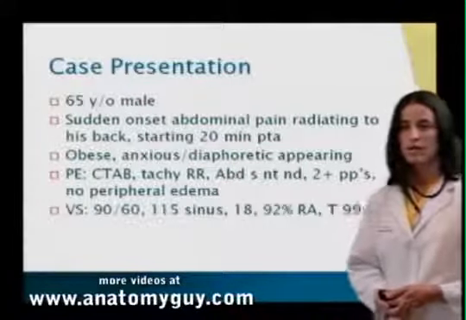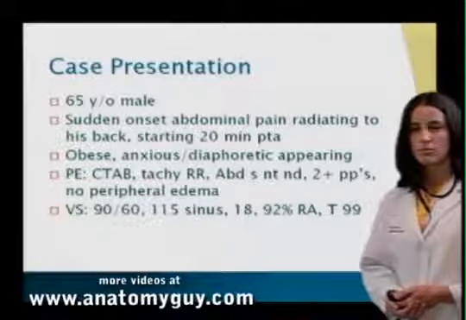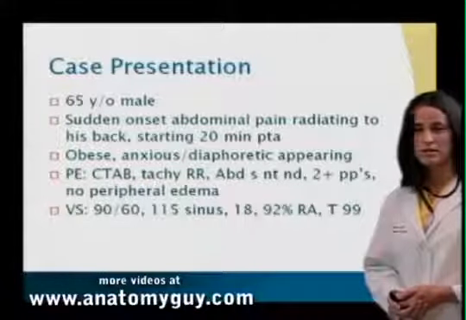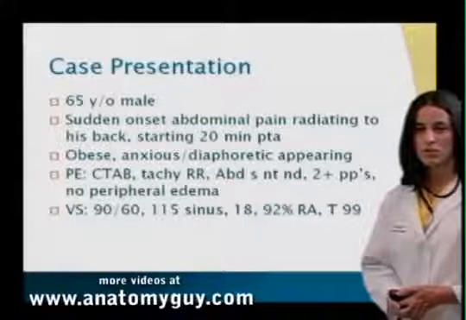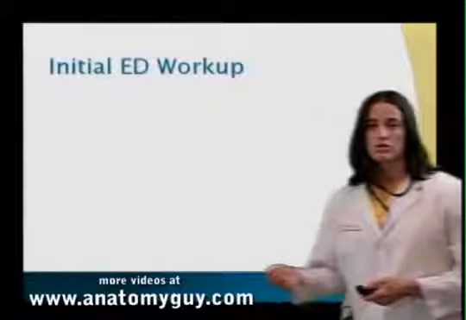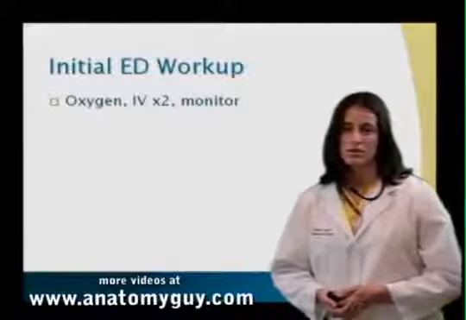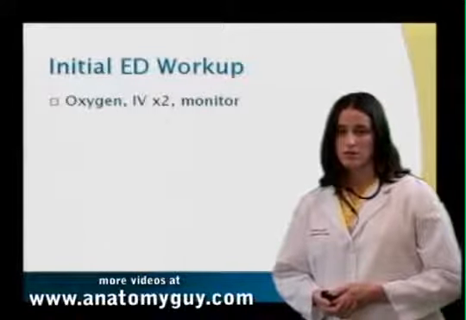His initial vital signs, he has a blood pressure of 90/60. His heart rate is 115 and sinus on the monitor. He's breathing 18 times per minute, 92% saturation on room air, and his temperature is 99. For our initial emergency department workup, we want to consider oxygen, 2 peripheral IVs placed, and a cardiac monitor.